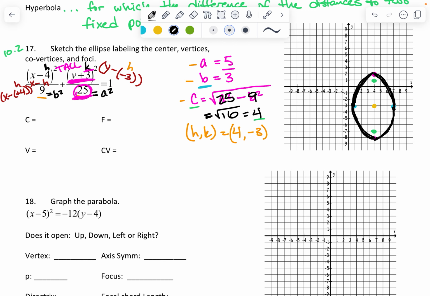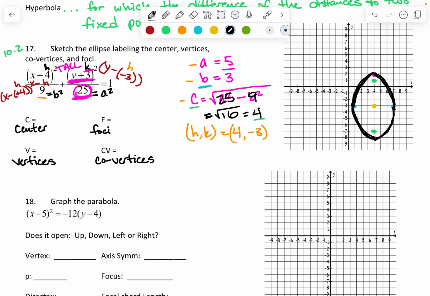And then we need to find out the center, the vertices, the co-vertices, and the foci. So the center is at (h, k), which is 4, negative 3. The vertices, they're your a points. So if I mark them again over here, it's the 2 pink points. They should be in line with each other. So the taller one is at 4, 2.